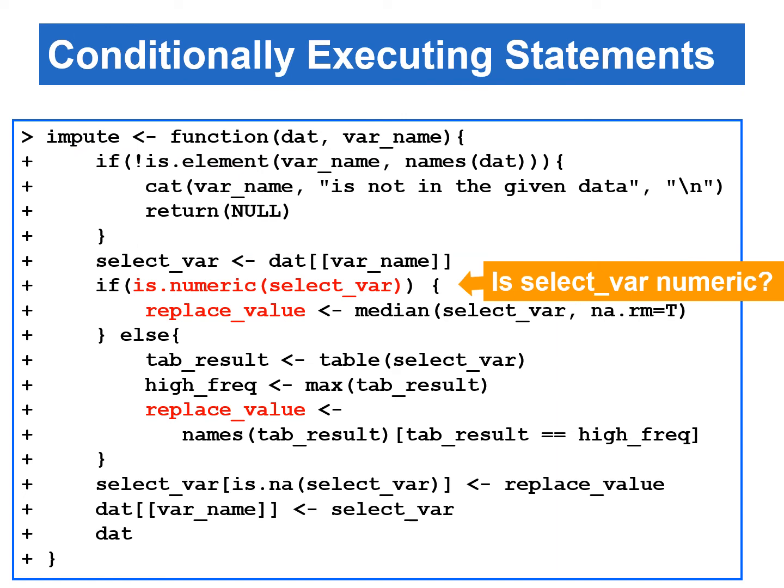Then we use the if statement to examine if the selected variable is numeric. The replacement value is calculated depending on the variable type. If the selected variable is a numeric variable, we use the median value of the variable as the replacement value. Otherwise, we will obtain the value with the highest frequency for the replacement value.